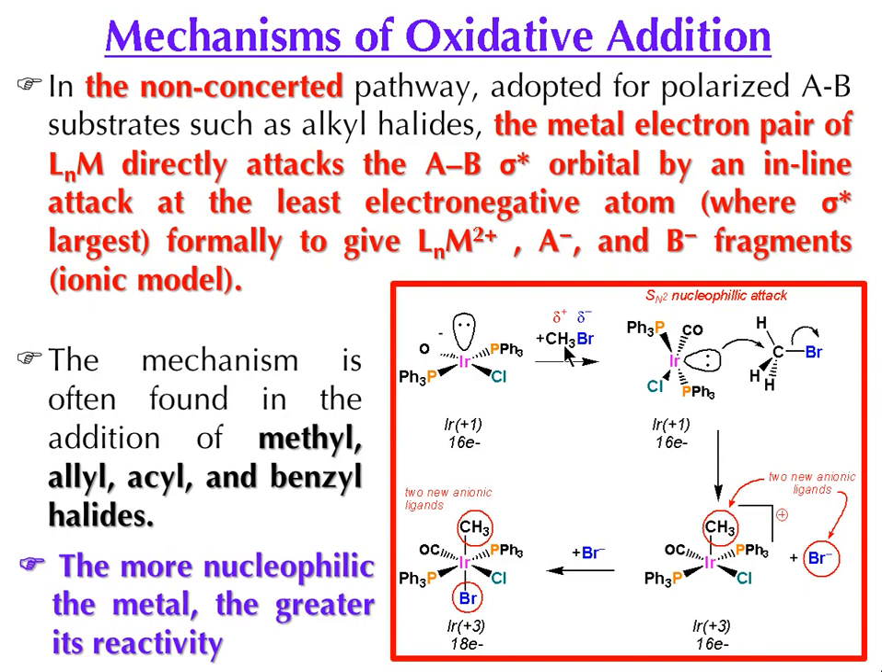As in this example, the addition of CH3Br to iridium gives the formation of iridium CH3, and Br minus is in the outer sphere of iridium, so Br minus is in the system. If the iridium complex can receive this Br minus, it will be bound. Iridium in this case is iridium 3, 16 electrons, so it can receive Br minus and we have formation of an iridium 3 complex with 18 electrons. The mechanism is found in the addition of methyl, allyl, acyl, and benzyl halides. As the metal M is more nucleophilic, this type of oxidative addition has greater reactivity.